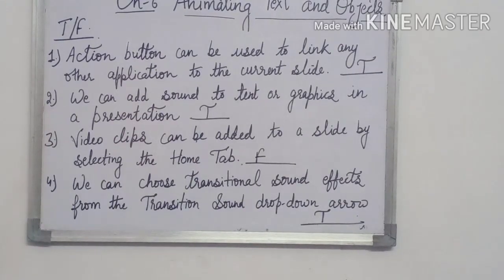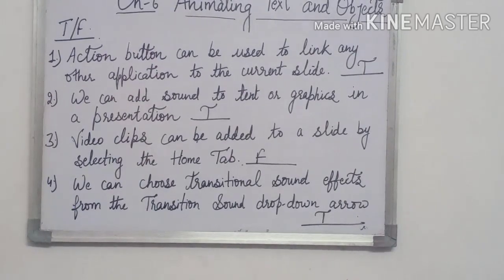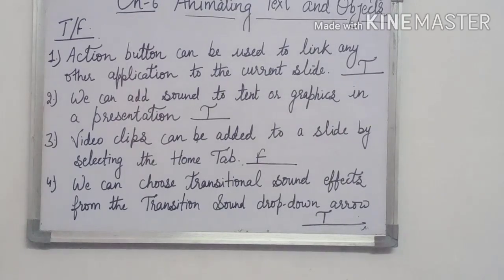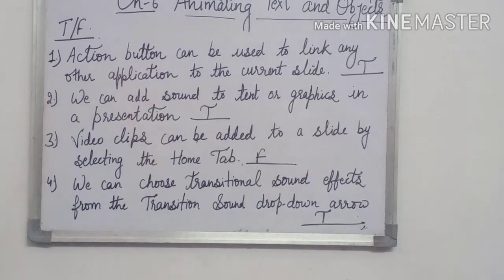Next is, we can choose transitional sound effects from the transition sound drop down arrow. Yes, whenever you are inserting a transition, there is also a sound button, and after clicking on this sound button, you can attach a sound between the transitions. Many options will come and you can choose any option for inserting the sound according to your choice. So this is also true. So these 4 true and false: first is true, second is true, third is false, and fourth is true.